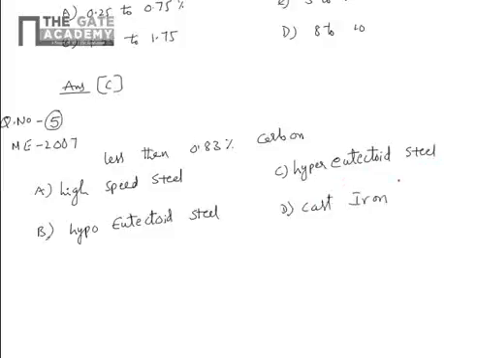If you look at the options, for less than 0.83% it has to be steel only, so cast iron is not the answer. If it is less than 0.83, that means hypoeutectoid steel. So option B is the correct answer.